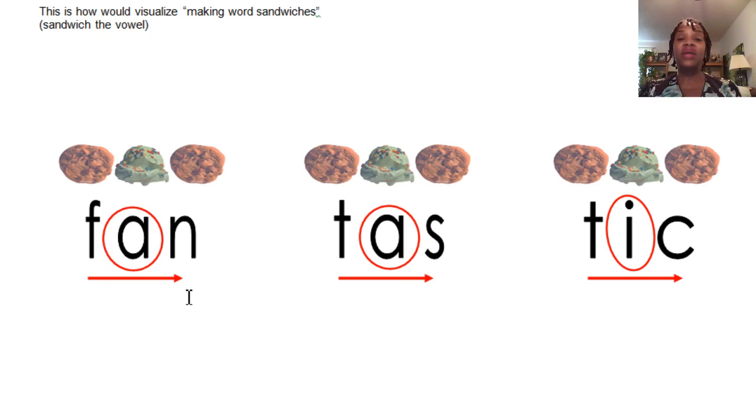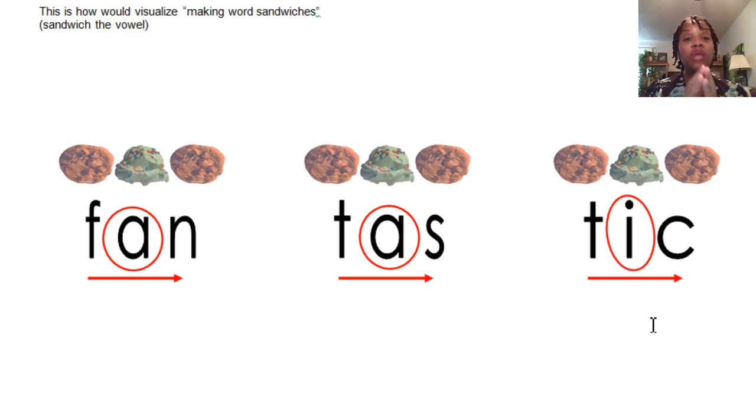You're going to find the first ice cream sound, a, and sandwich it between the cookie sound on the left and right. What does the sandwich say? Fan. Then you're going to find the next ice cream sound and sandwich it between two cookie sounds, between the t and the k. Then you're going to find the last ice cream sound and make the sandwich between two cookie sounds. Tick.